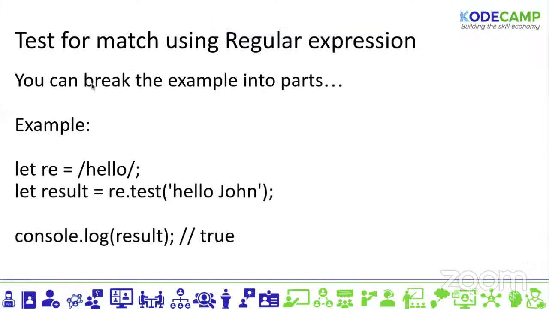You can break the example into different lines of code. So that's what I just did. We said re is equal to hello, result is equal to re.test. So this is where you're testing. And then we said that test returns true or false. So after testing, this evaluates to true. So yes, it's like saying result is equal to true. So you now console.log out the result, which is a boolean that tells you true.